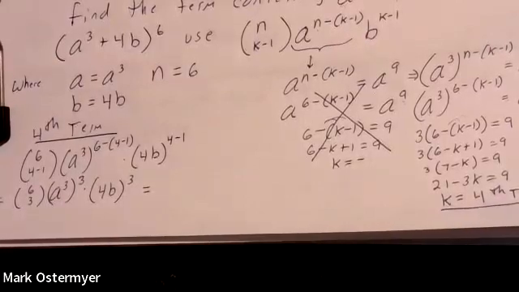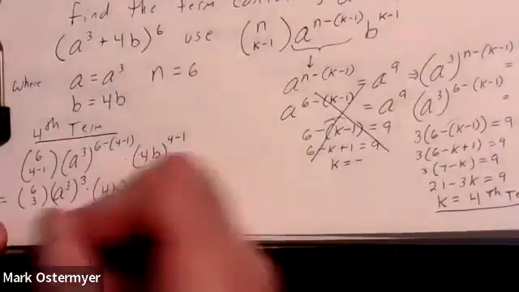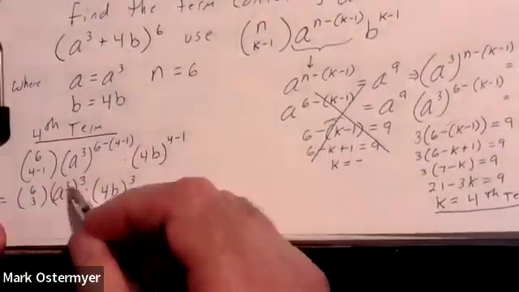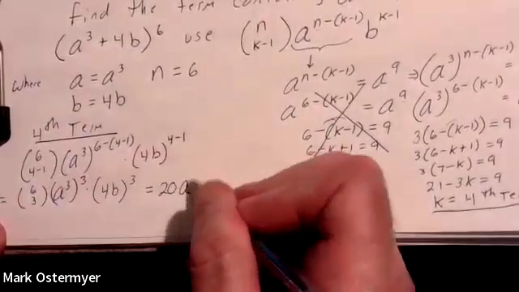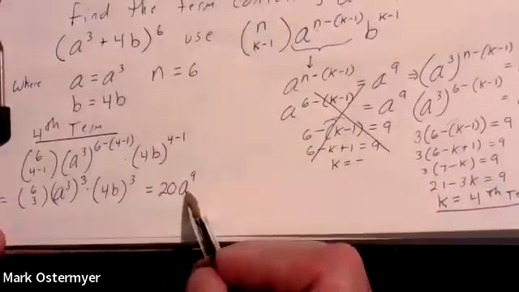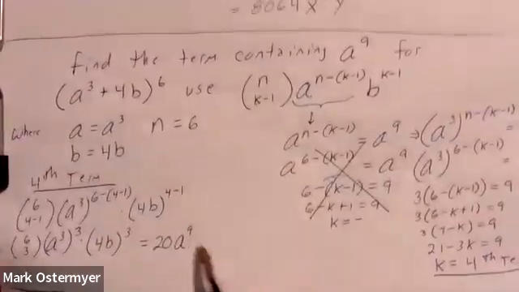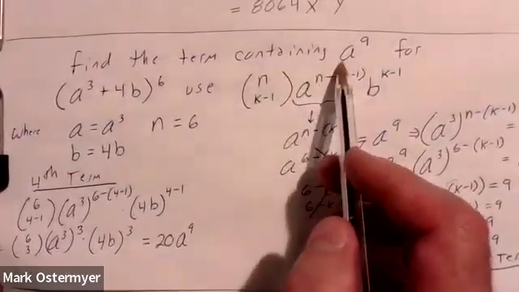Now what's 6 choose 3, or 6 in combination with 3? That's going to give you 20. So this is going to be 20 here. So 20 times a cubed is a to the 9th power. There's your a to the 9th power. See that? Everybody see how the 4th term does generate a term that has a to the 9th in it?